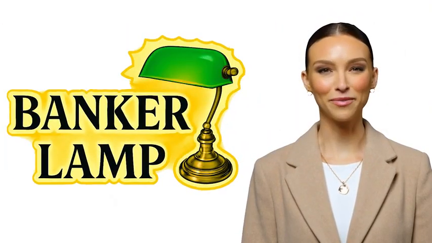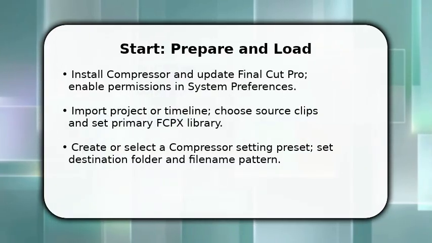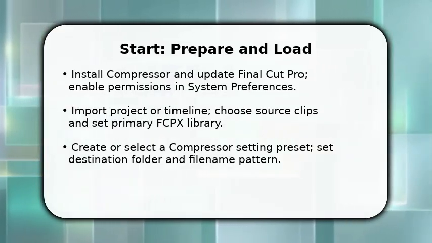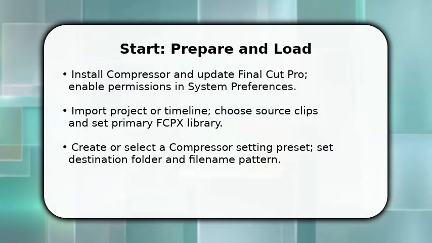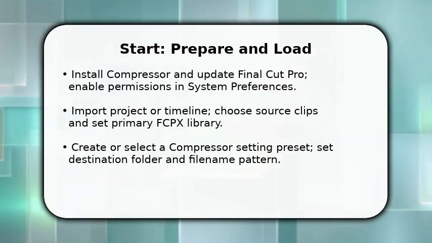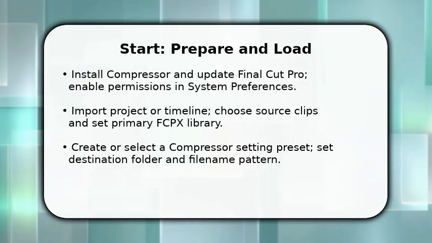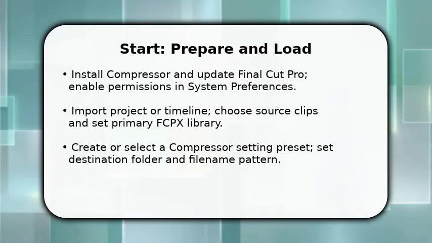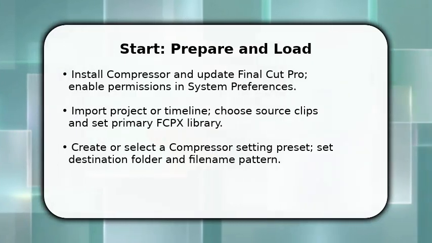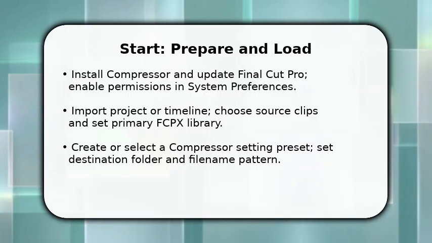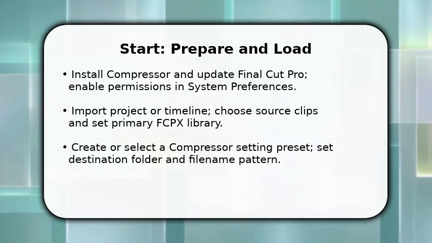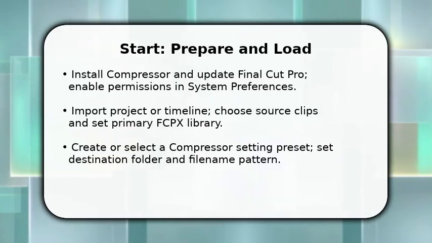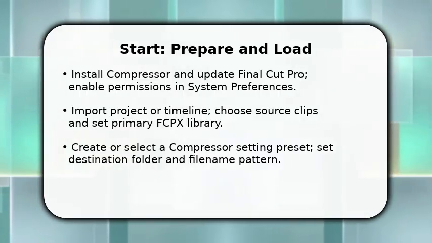Please enjoy the video. You'll begin by confirming Compressor is installed and allowed to access Final Cut Pro libraries. This ensures seamless handoff. Once done, open your FCP timeline and select the clips or master file you want to encode. Then send directly to Compressor or export an XML. Choose or build a starting preset that matches your target codec and container, and set a clear destination path and file name convention so files land where you expect.